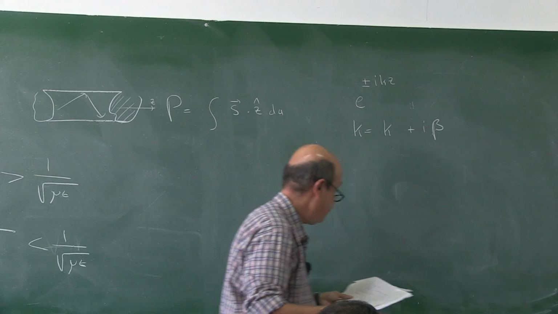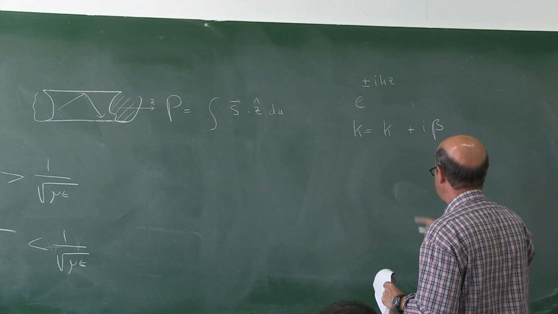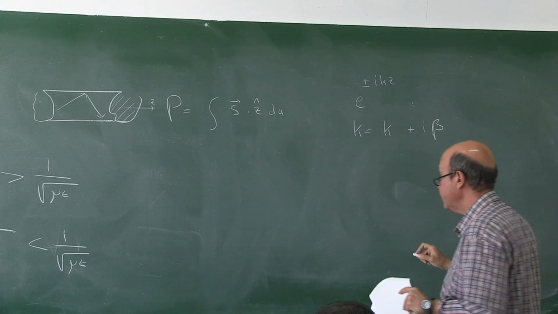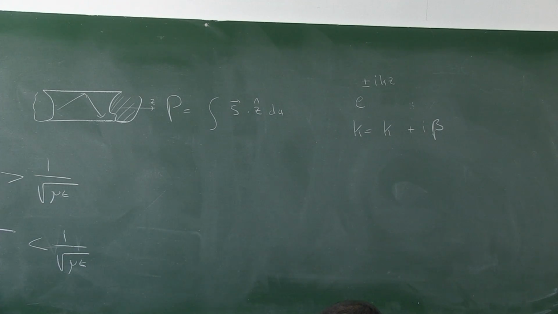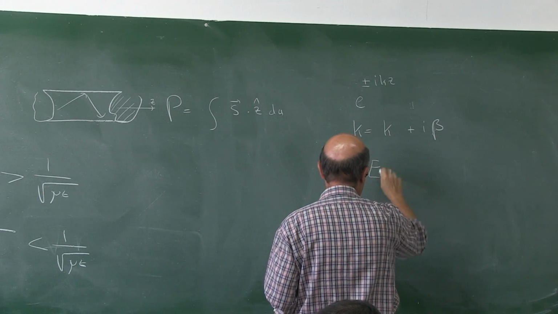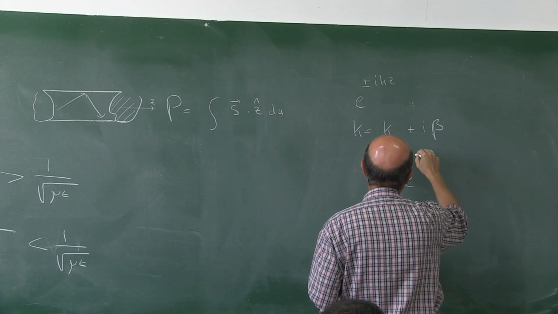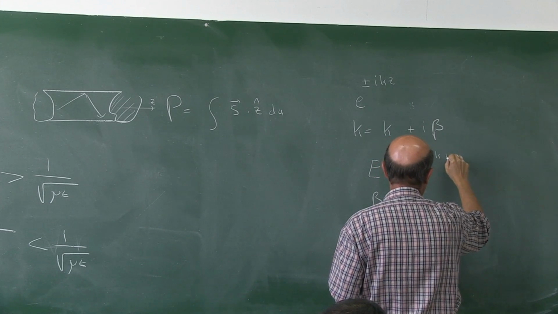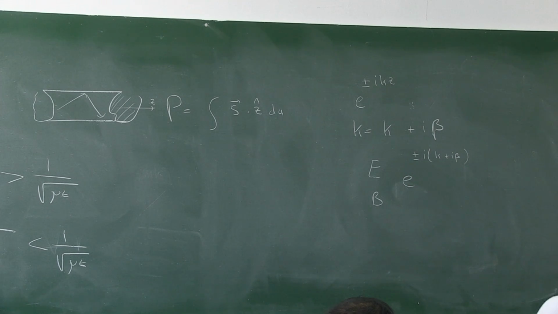So basically, if you have such a wave number, real plus imaginary part, your electric field or magnetic field in the guide has the z dependence e to the plus or minus i(k plus i beta)z.